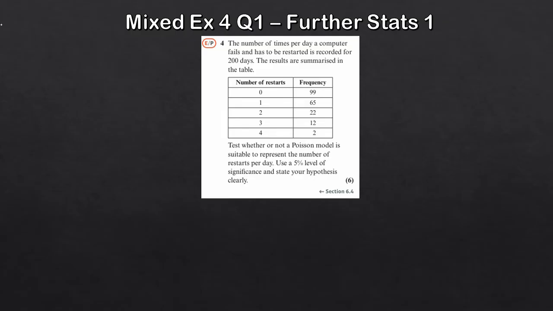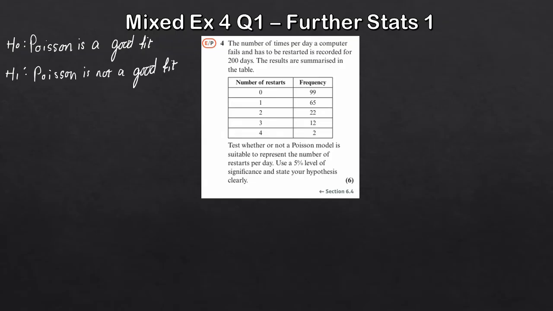But first, like we always do, let's write down our hypotheses. H0: Poisson is a good fit, or it's suitable. And then H1: Poisson is not a good fit. Okay, now we need to estimate lambda, because we're not given it in the question. This will actually affect your degrees of freedom as well at the end, but we'll come to that when we get to it. So, estimating lambda.